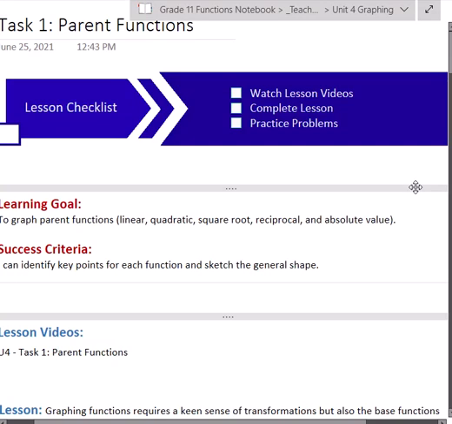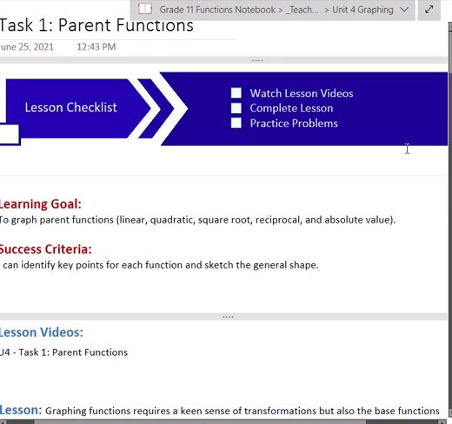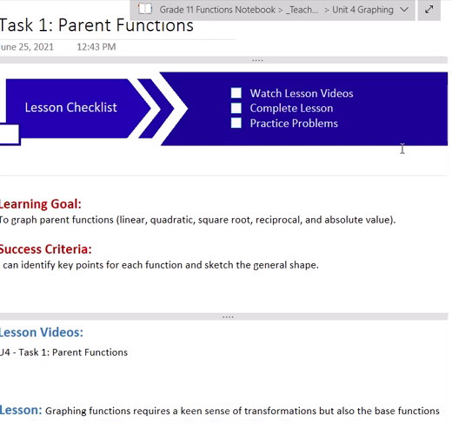This lesson will cover parent functions. The learning goal is to graph parent functions: linear, quadratic, square root, reciprocal, and absolute value, and the success criteria is you can identify key points for each function and sketch a general shape.